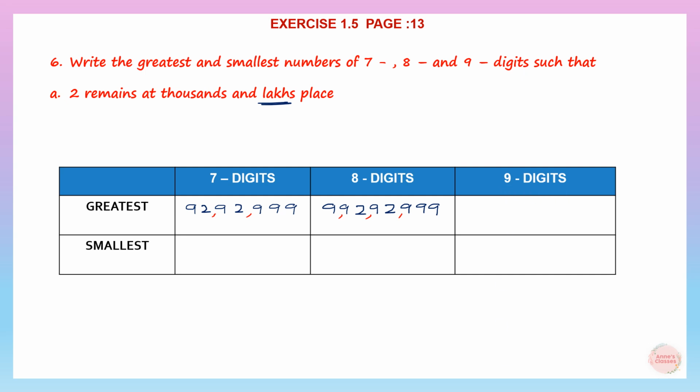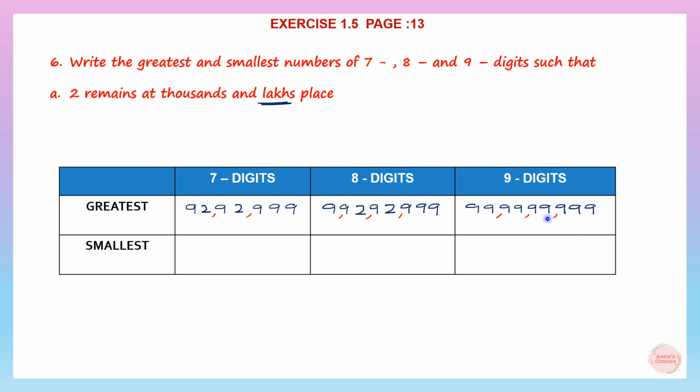So let's do that. 1, 2, 3, 4, 5, 6, 7, 8, 9. Now let's put commas in the right places. Ones, tens, hundreds, thousands, 10,000s, lakh, 10 lakh. Okay. And crore, 10 crore. So let's read this number. 99 crore, 99 lakh, 99,999. Now 2 must be there in the thousands and the lakhs place.